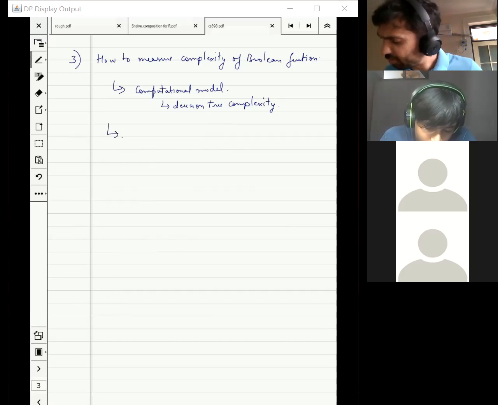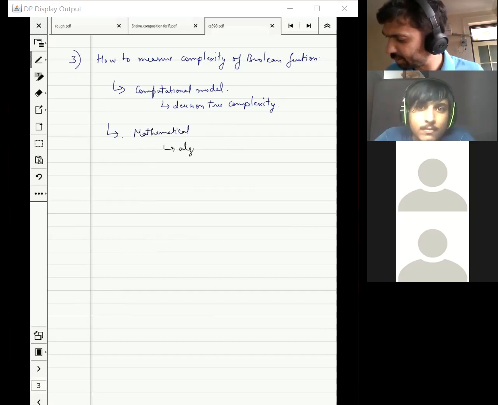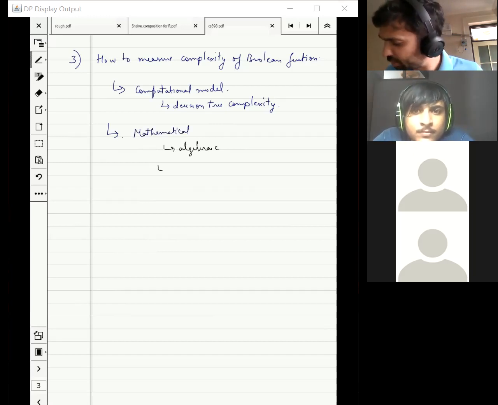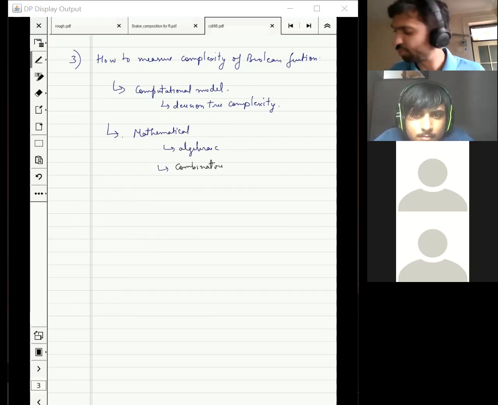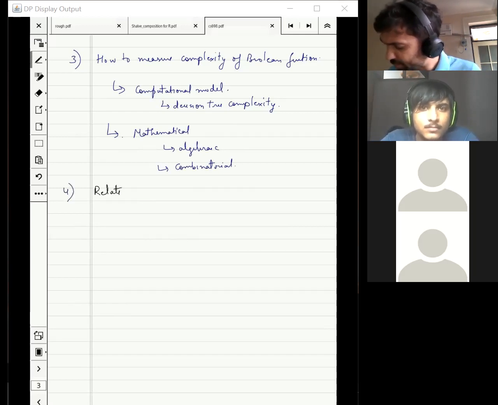Then we can have even mathematical definitions of complexity. We can have algebraic, combinatorial, many different kind of definitions of what does it mean that a function is hard, it is complex, it is difficult. And finally, we would want to relate these complexity relations.